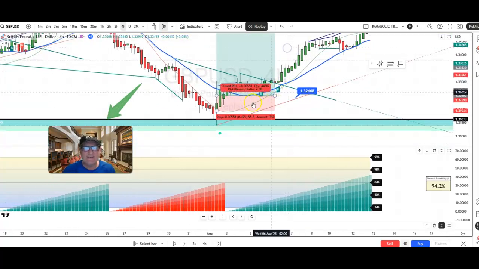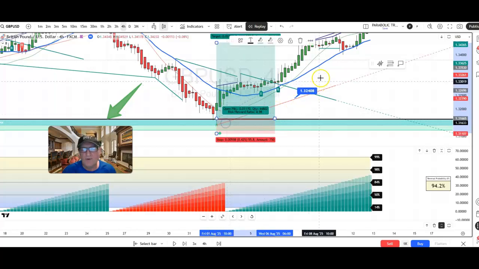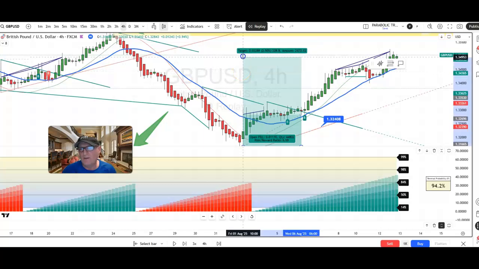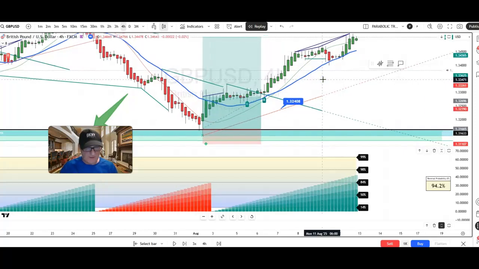That's getting in quite late. Get in here at the very point of that price action, and then you're talking about 6 times risk to reward. So a great sniper entry there.